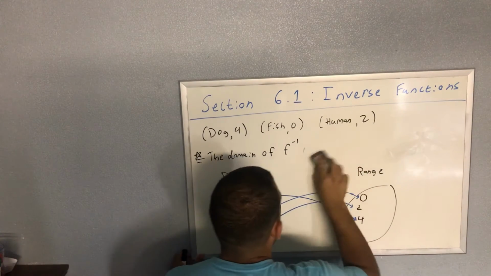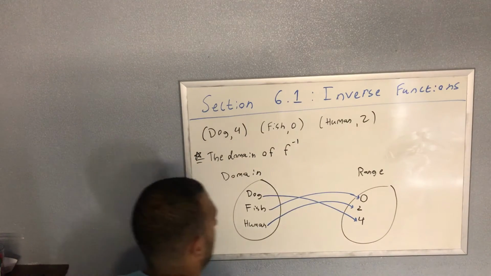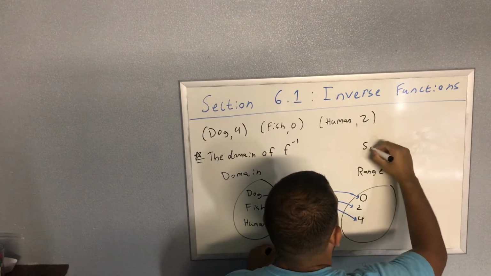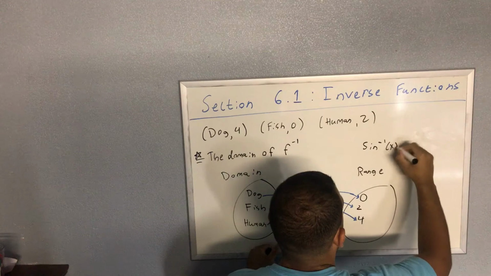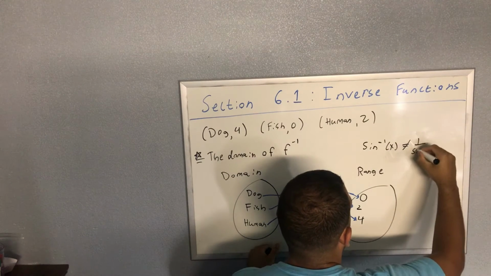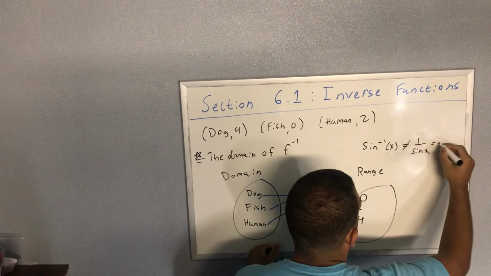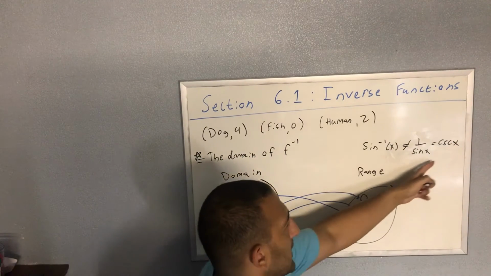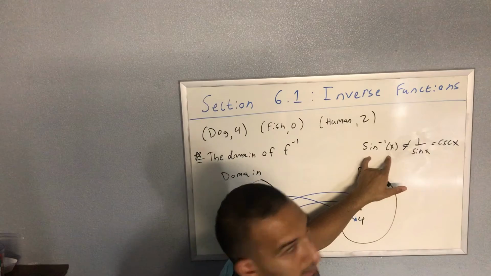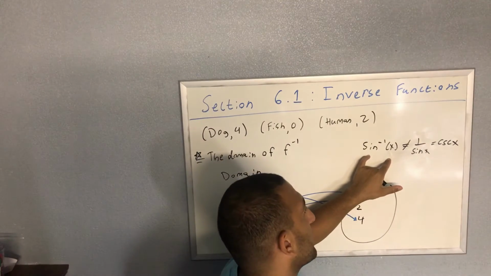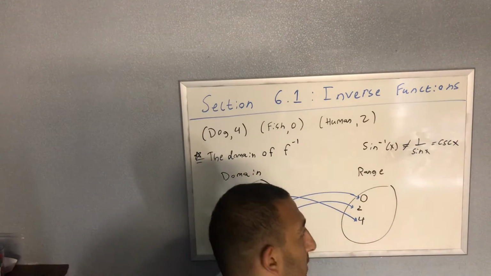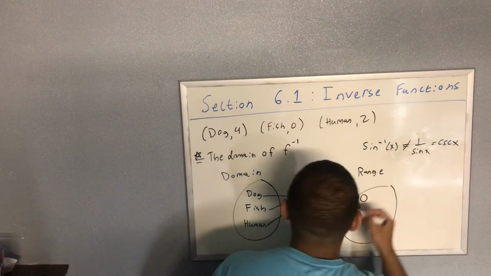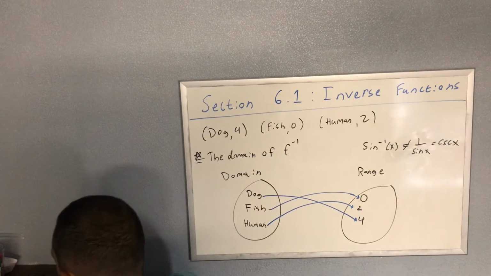An example of this is, sine inverse of x is not 1 over sine x, because we know what 1 over sine x is. It's cosecant x. So had this been equal to cosecant x, there would be no need to create this new function sine inverse. So it's not like 1 over that thing. This is just the notation.